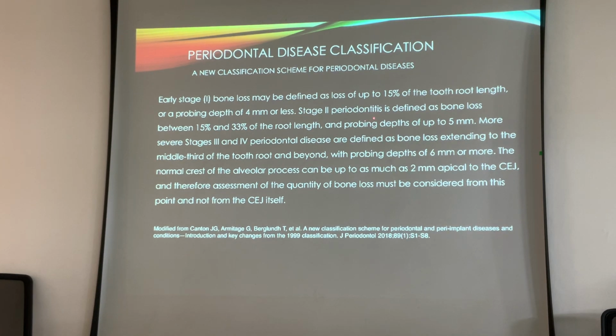Stage 2 periodontitis is defined as bone loss between 15% and 30% of the root length, 1/6 to 1/3 of the root length. This is stage 2 periodontitis, with probing depths of up to 5 mm. So if more than 4 mm, we can say that this patient has stage 2 periodontitis. That's easy. That's according to the clinical examination.